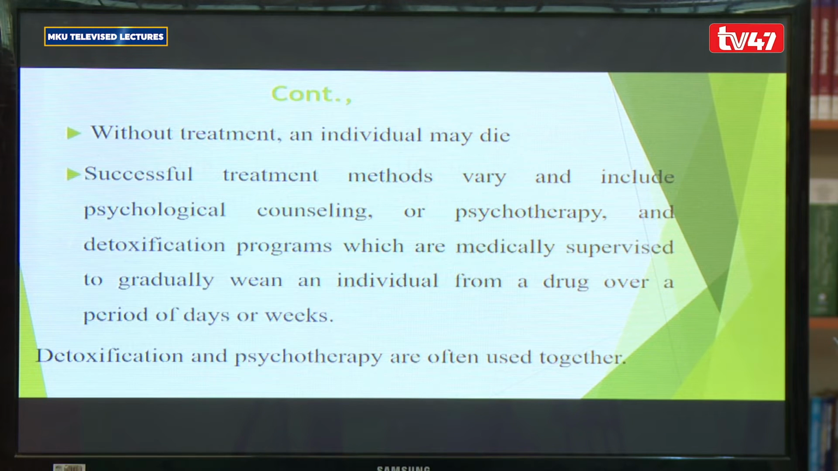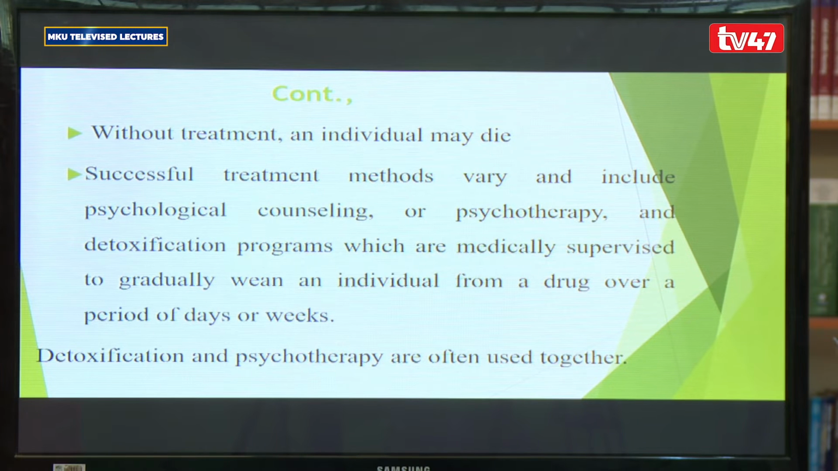Without treatment, an individual may die. So without this overdose, they should be having the antidote. And if there is no antidote, that person definitely will die because of the overdose. Successful treatment methods vary and include psychological counseling, physiotherapy, and detoxification programs, which are medically supervised, to gradually wean an individual from a drug over a period of days or weeks. Detoxification and psychotherapy are often used together.